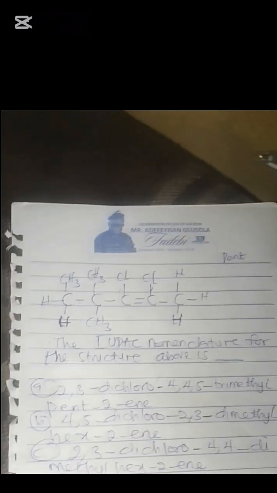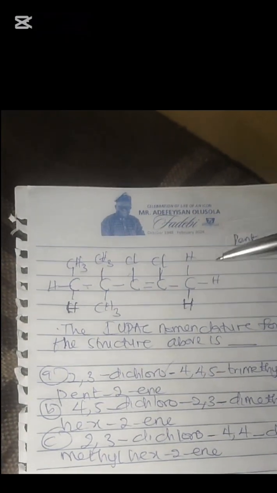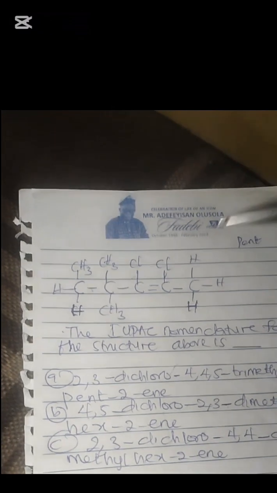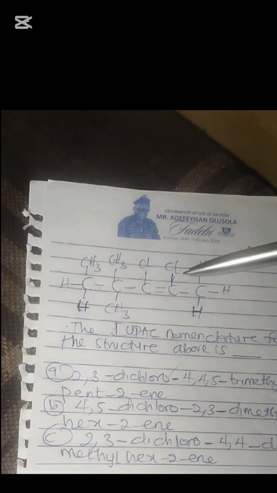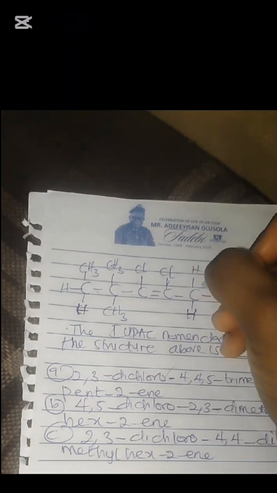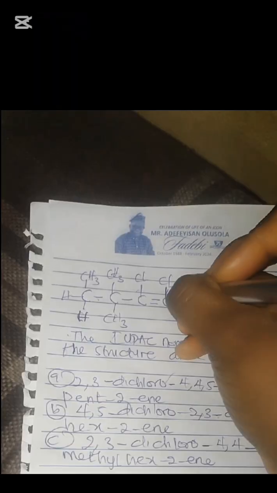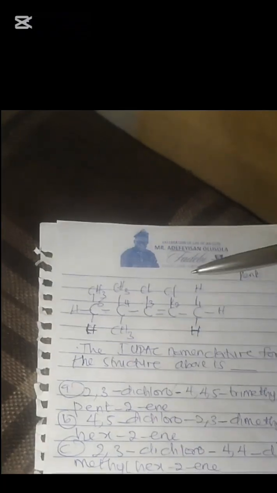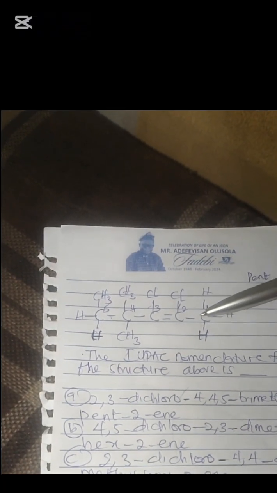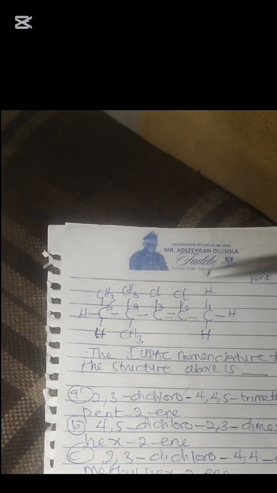So I told you that if you want to name it, I'm going to start the numbering from where the functional group is. And the functional group here is the double bond. So we are going to start from here, the closest to the functional group, which is the double bond. So now let's start our counting from there. This is 1, this is 2, this is 3, this is 4, and this is 5. Very good. So now let's start numbering it according to the substituents.